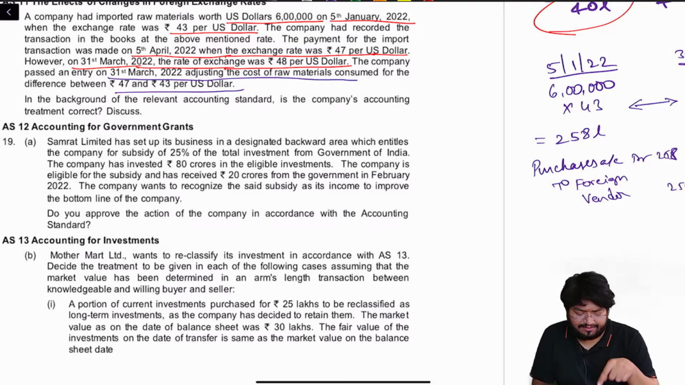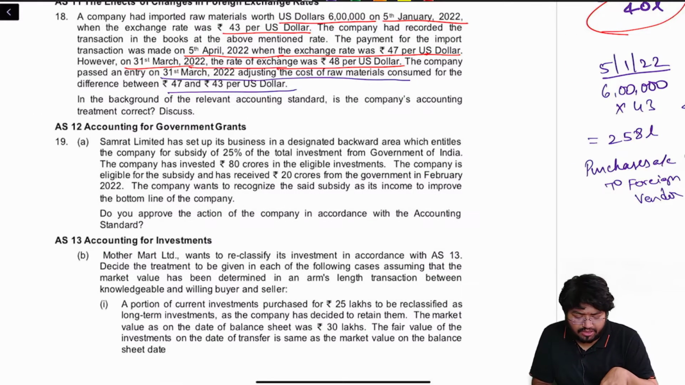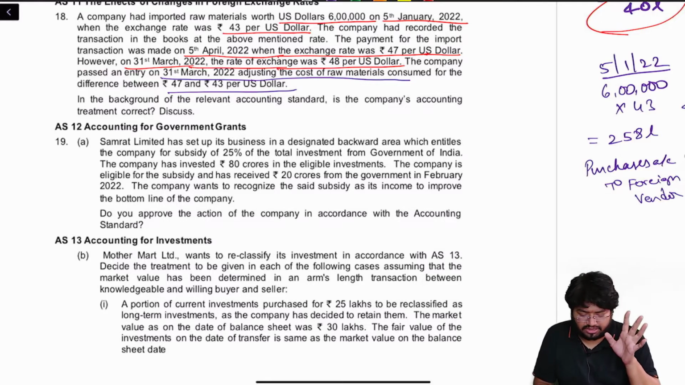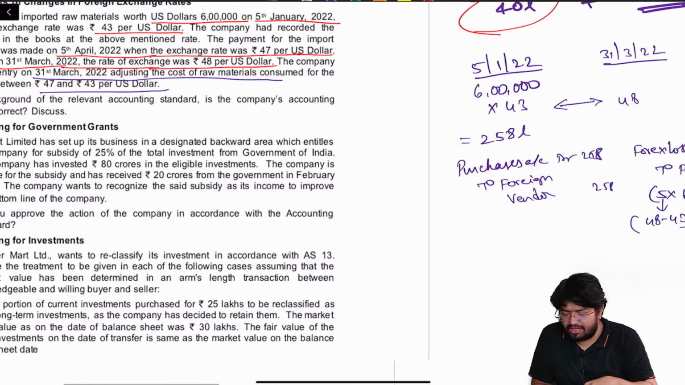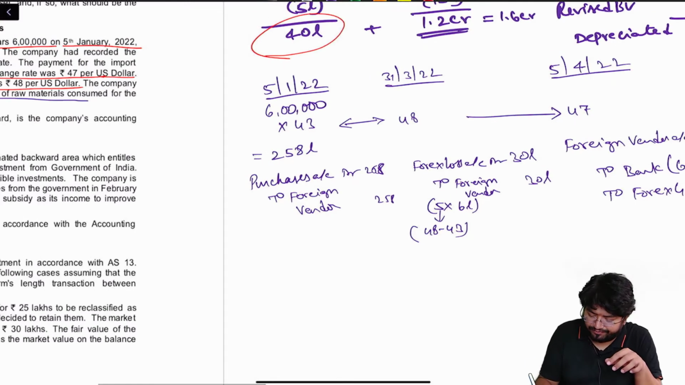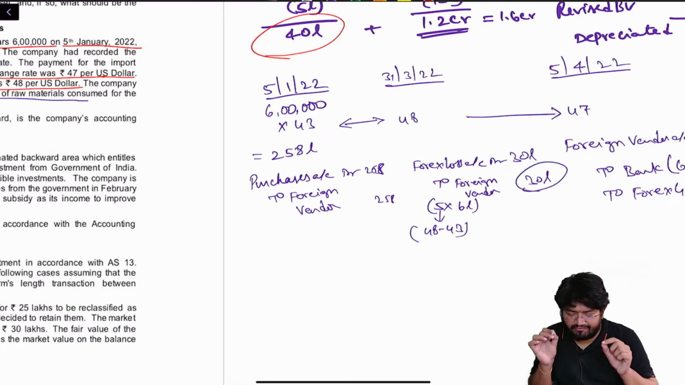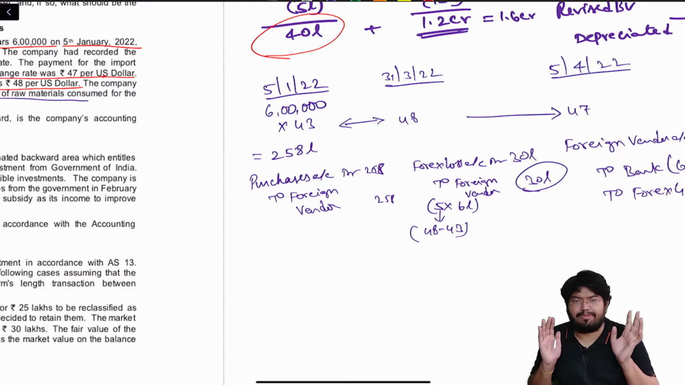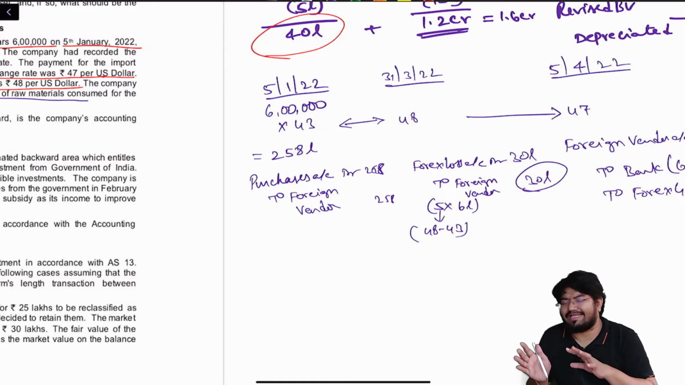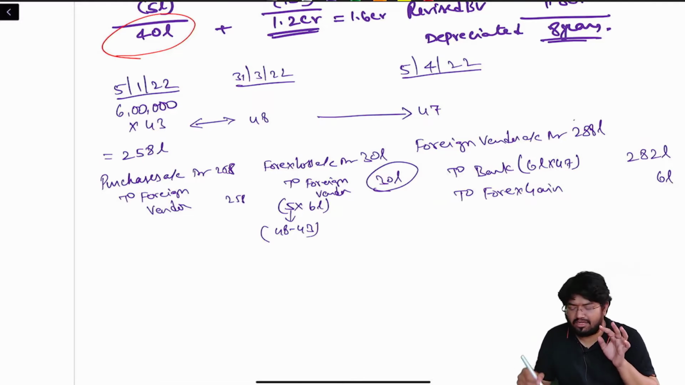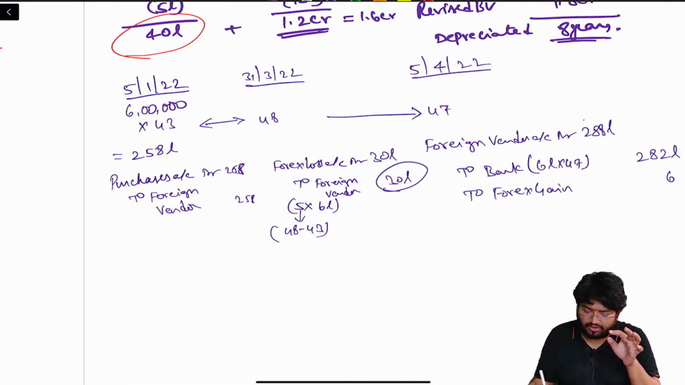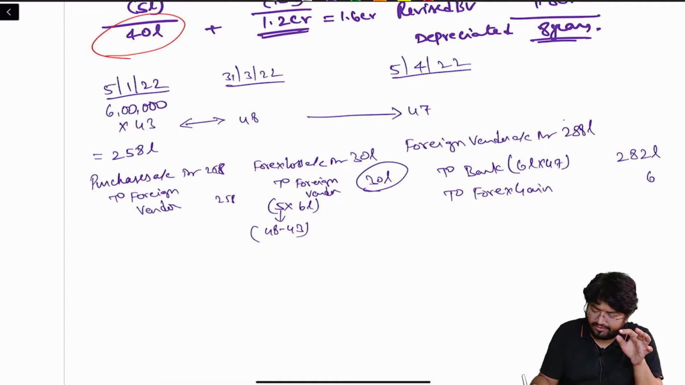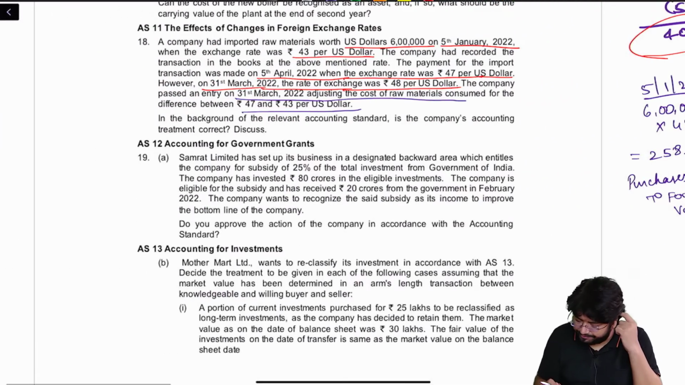Okay. Second, with respect to recognition of gain or loss, as on 31st March, the loss is 30 lakhs, which is the difference between 48 and 43. Such loss has to be recognized in P&L and the credit is supposed to be given to the vendor or the payable. And later on in the next year, you are supposed to recognize a gain of 6 lakh rupees. That's all. So this is what you are supposed to convey there. With this, the answer is over. Next.